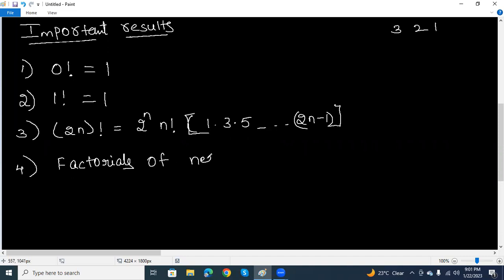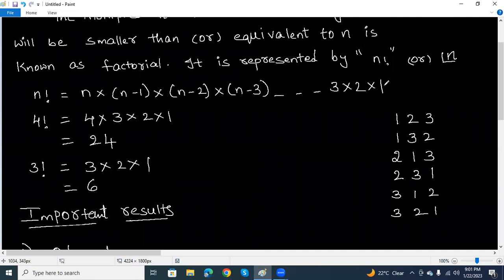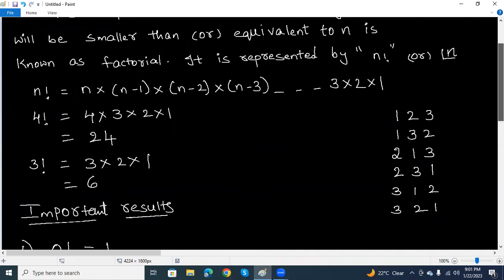Next, factorials of negative integers and proper fractions are not defined. Why? Because for each and every number, we are writing the factorial until the last digit 1. Of course, 1 is the first number, right?